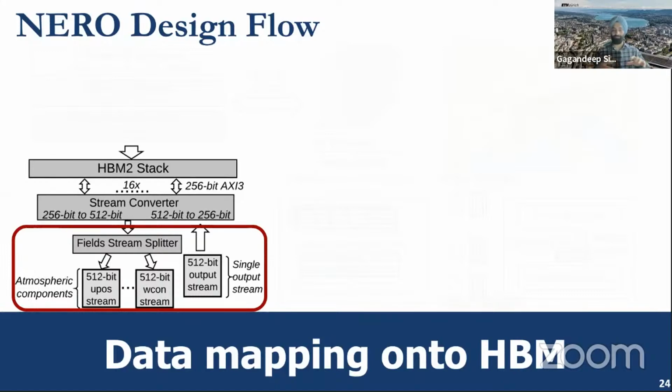All the data comes as a stream to the FPGA, and then we split it into different streams, where each stream represents a different weather component. And once we split this data, each of these streams is independently processed by the processing elements.